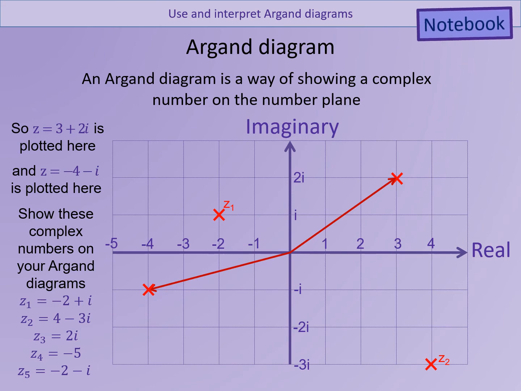Now z3 is purely imaginary, it's just 2i, there's no real part. So that is on the imaginary axis itself at 2i. And similarly, z4 is a purely real number, there's no imaginary part there, so minus 5 is just going to go on the real axis at minus 5. Finally, z5 equals minus 2 minus i, that's going to go there. So there are your 5 points on the diagram.